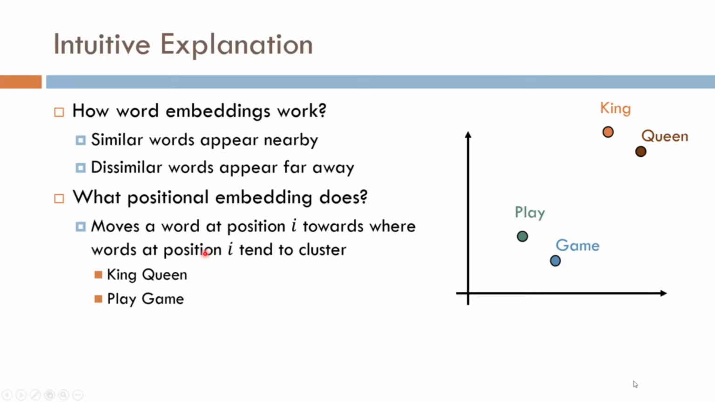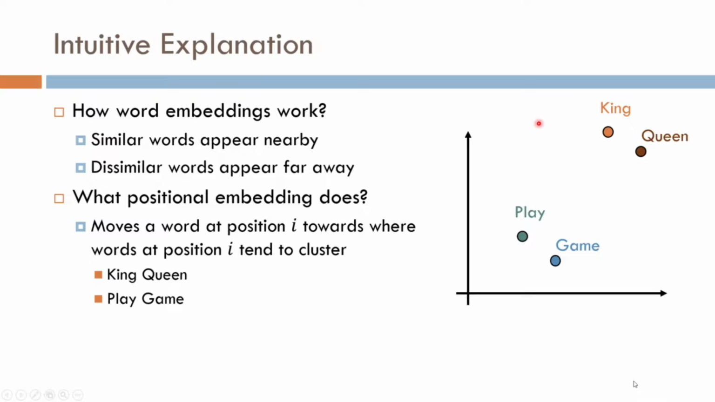So what does positional embedding do? It moves a word at position i towards where words at position i tend to cluster. For example, consider two sentences: king queen, and play game. The first word is king in the first sentence, and the first word is play in the second sentence. The second word is queen in the first sentence, and the second word is game in the second sentence. Now suppose we have to do positional encoding. When we add a vector to the first word, king here and play here, by adding the vector we'll tend to move it towards the position where all the words whose position is 1 generally tend to be.